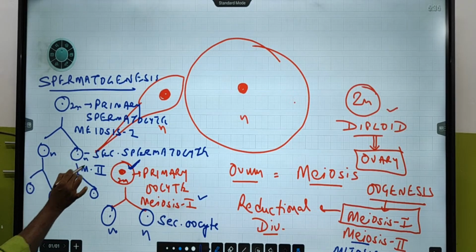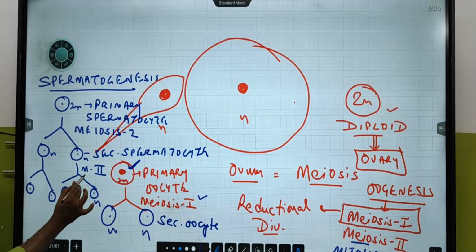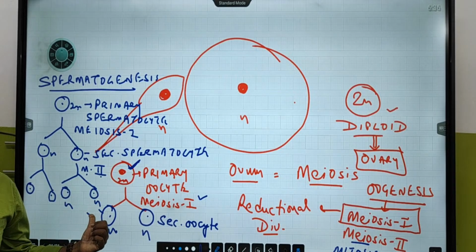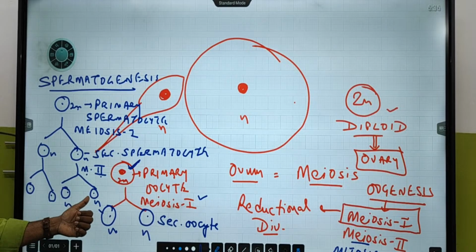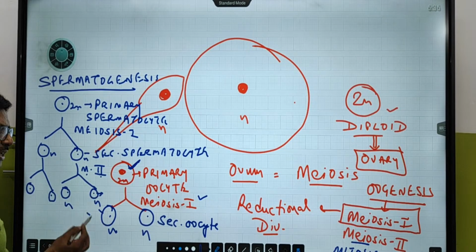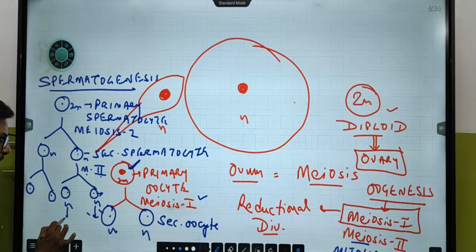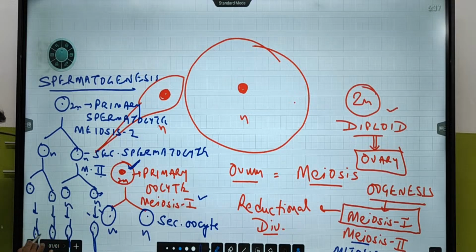The secondary spermatocyte undergoes meiosis 2. From this n and n, by the process of meiosis 2, which is like mitosis, the same number of chromosomes result, that is n and n, and this cell is now called a spermatid. From each spermatid, by the process of differentiation or spermiogenesis, it forms into the sperm or spermatozoa. So there are 4 spermatozoa produced from the primary spermatocyte.